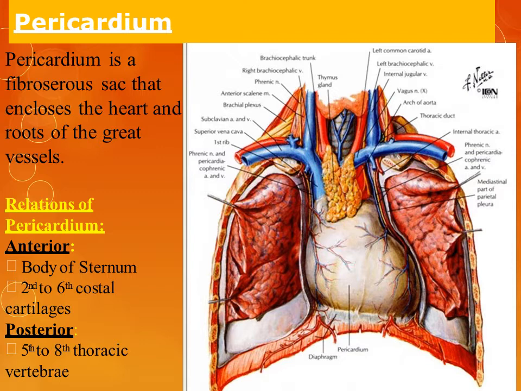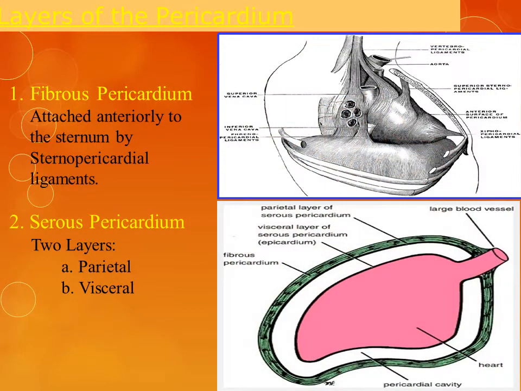So pericardium is a fibroserous sac that encloses the heart and the roots of the great vessels. Anteriorly, we have the body of sternum from second to sixth costal cartilages, and posteriorly we have from T5 to T8 vertebrae, means fifth thoracic vertebrae to eighth thoracic vertebrae. So this pericardium is composed of two layers.